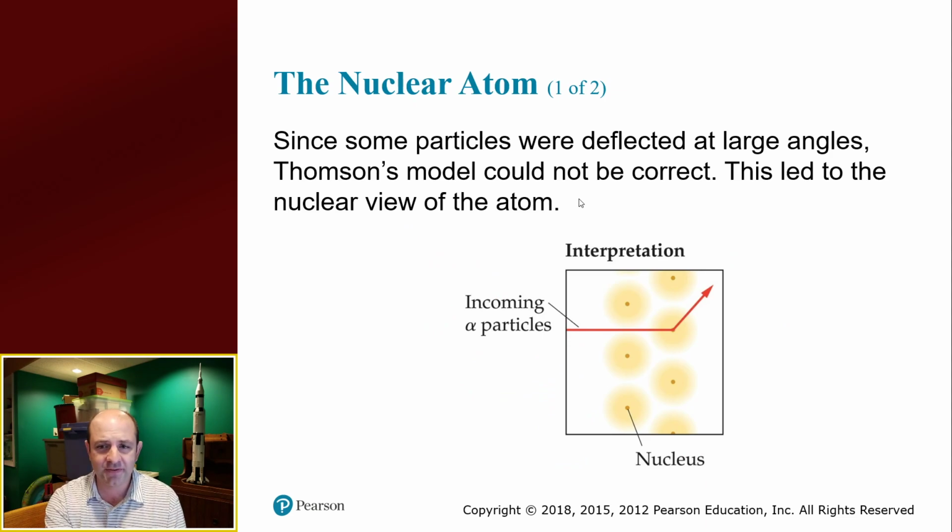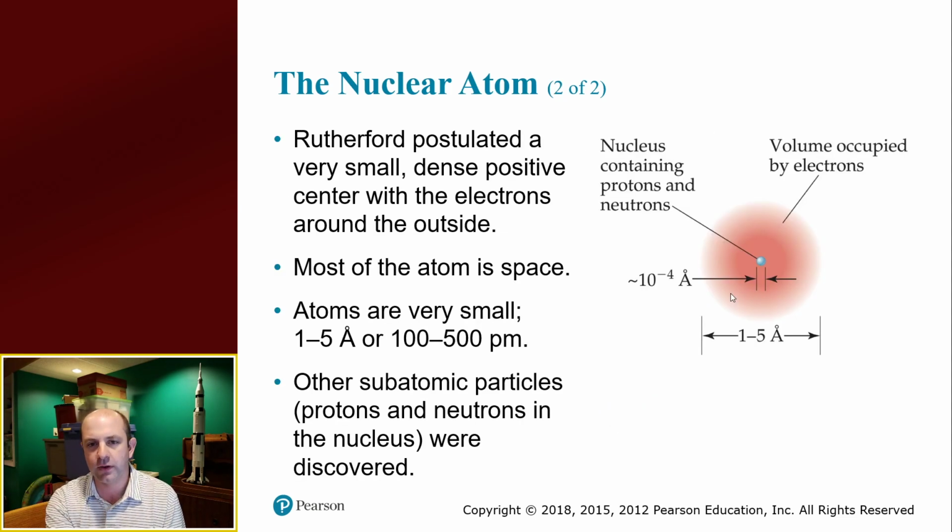Well, if they're deflected that much, and it's not just that the gold's messed up, that you repeat it, there must be something different going on. Plum pudding cannot be right. There must be something with a lot of mass in the atom that if the particle happens to hit that spot, it's deflected. But that mass must be very, very tiny, as far as volume-wise, where that would explain why so many of the particles go straight through and don't get deflected at all. So how do we put these two together? Well, that's where we get the idea of this nucleus. Very, very small, very dense, positive center, and then the electrons are taking up the rest of the space.